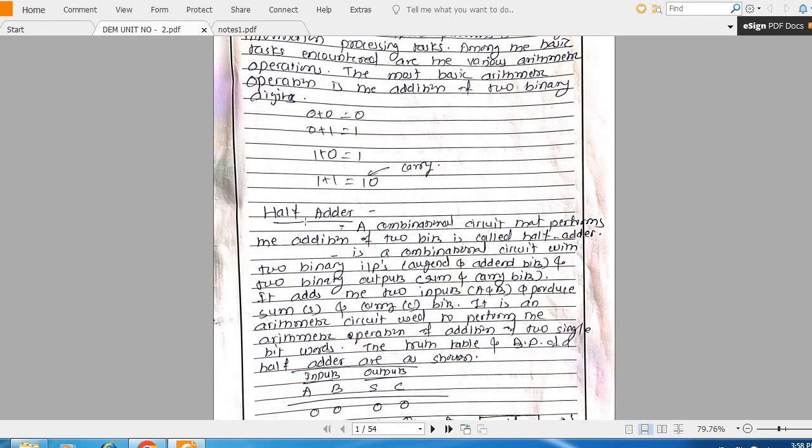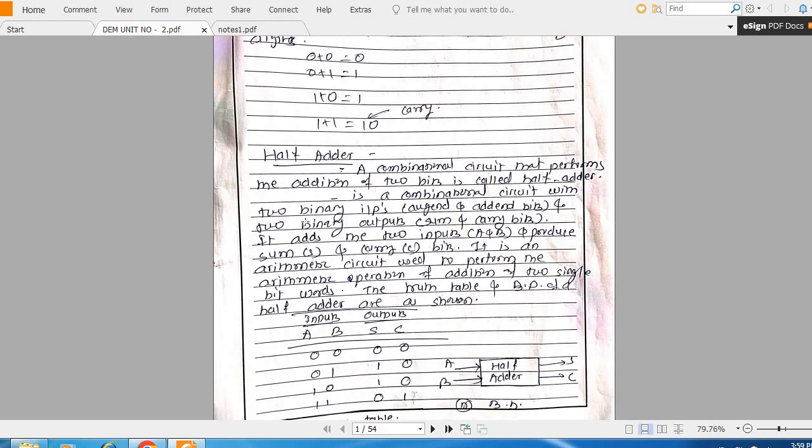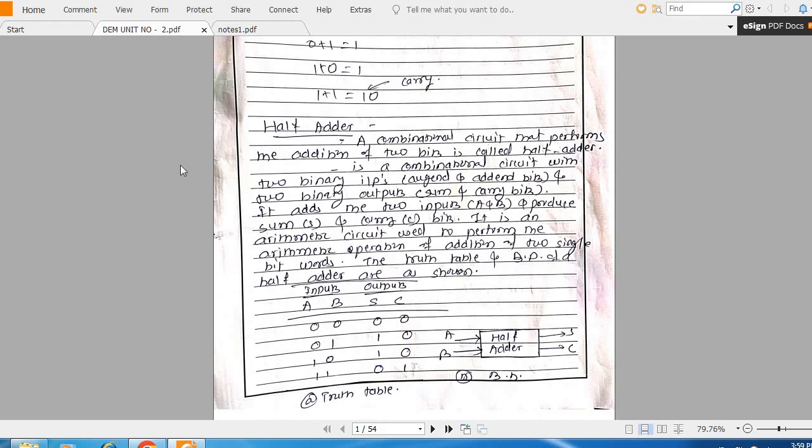A half adder is a circuit that performs the addition of two bits, where we consider two binary inputs and we get two outputs, that is sum and carry. So we'll see one example for this. 2-bit binary addition is performed with the help of a half adder. So let us see the truth table.